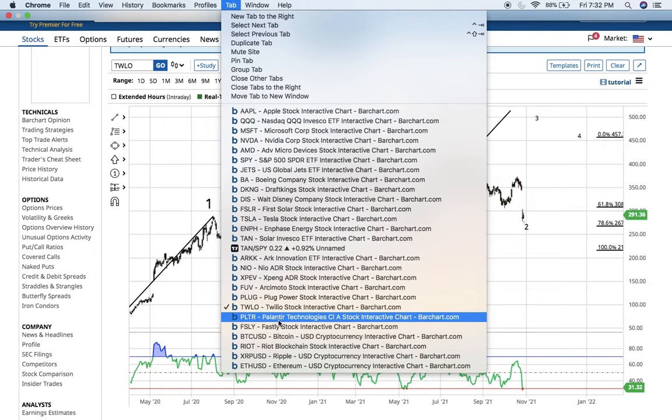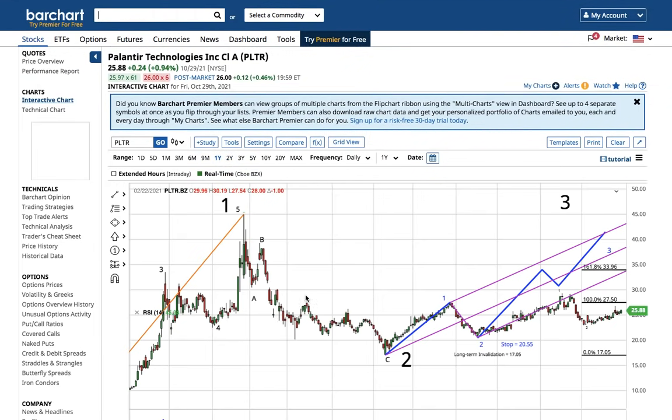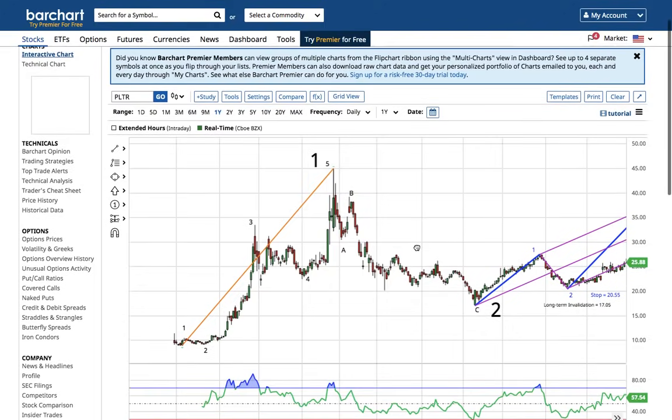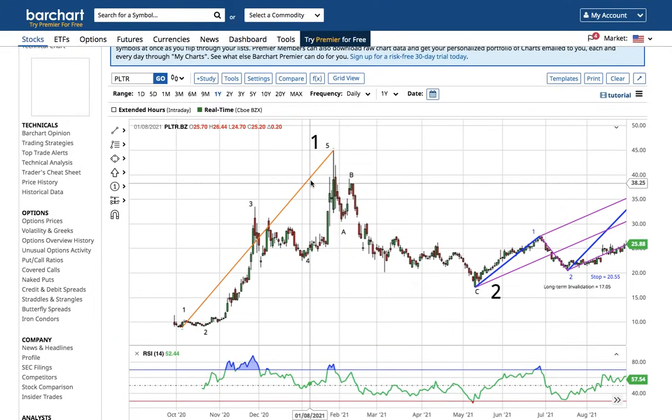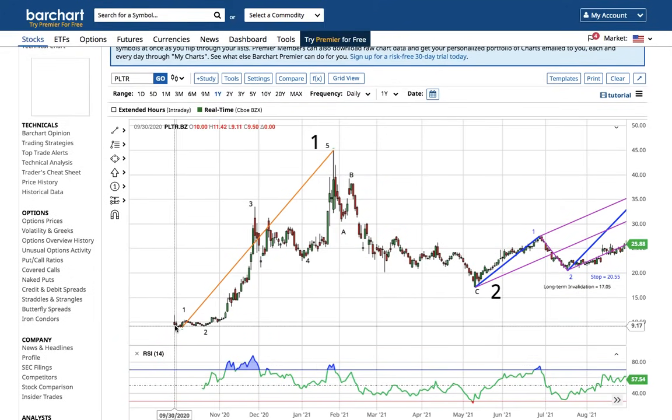So TWLO, I expect some fireworks. Palantir, I'm really starting to expect some fireworks. This is a 1, 2, 3, 4, 5 wave 1, an ABC correction wave 2. The options market is saying that Palantir is going to have a big move.